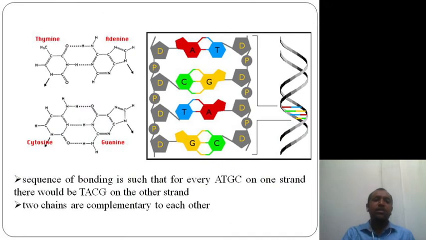Okay, so the sequence of bonding is such that, for every ATGC, it's a random combination that I've given over here. It can be AG, CT and all. So it varies. On one strand, there would be TACG on the other. That shows that the two chains are complementary to each other.